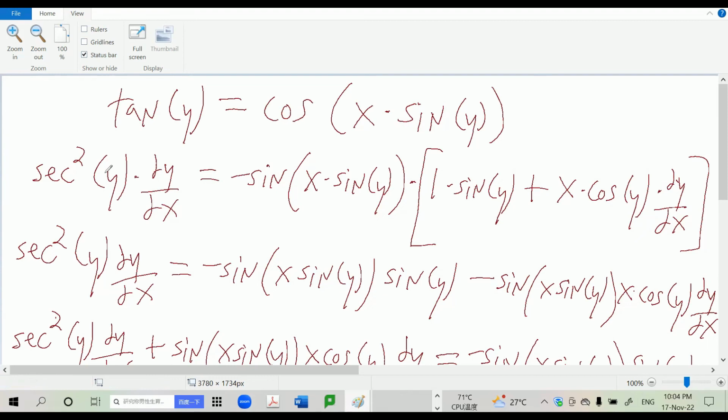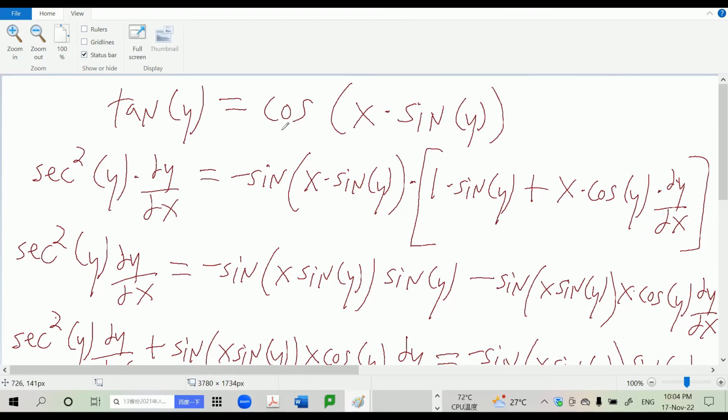So this would become secant squared of y. And then because I'm doing the derivative of y with respect to x, that becomes dy with dx, right? Don't forget to put that always there. Whenever you're doing implicit differentiation and you're doing the derivative of a y, make sure you add that dy with dx. On the right side, let's treat this cosine function as just a cosine function first. So don't worry about the content inside there at the beginning.